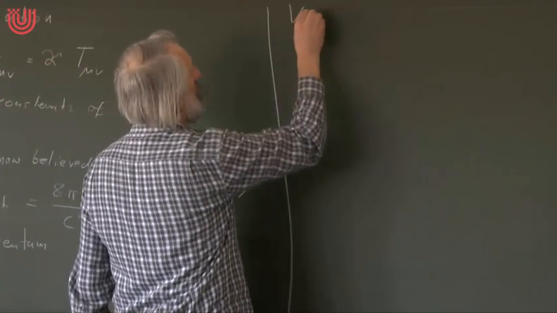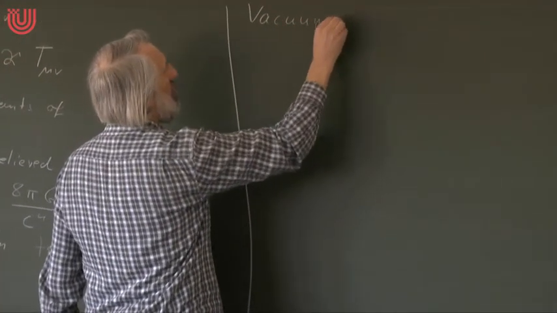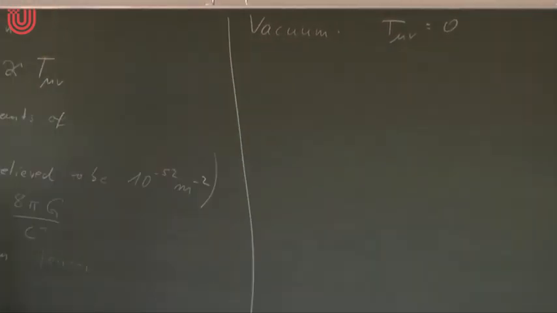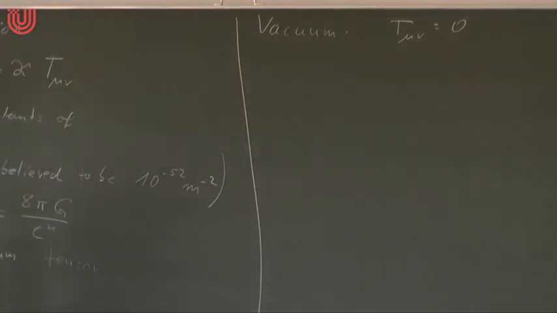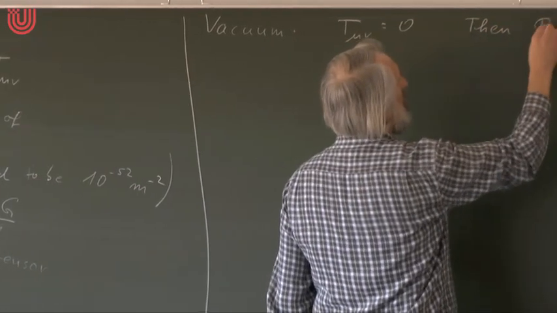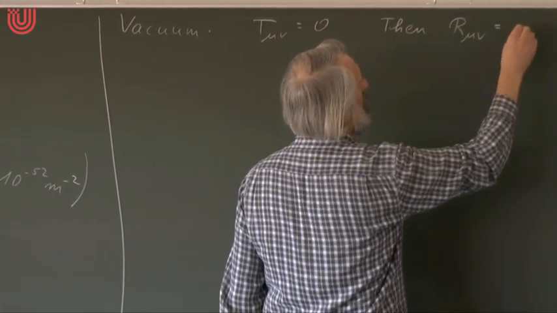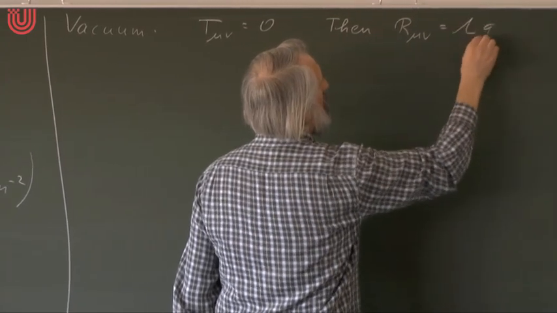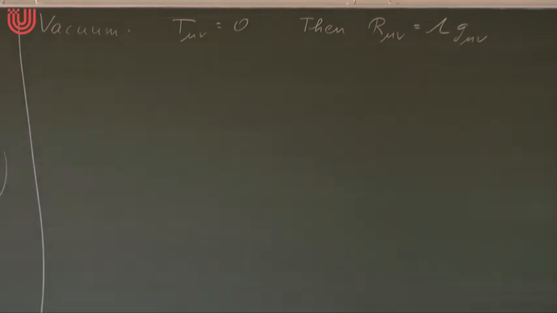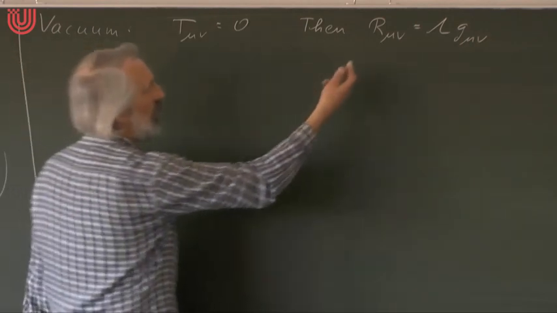So the first, of course, is vacuum. This is T mu nu equals zero. Then, of course, it does not contain the metric. That's why I said, in general, it also contains a metric. And then the field equation simplifies to R mu nu is lambda G mu nu. With a little bit of arithmetic, if you set this equal to zero, then you take the trace, so you subtract the trace from the whole equation, and then you find this. So then the field equation looks this way.